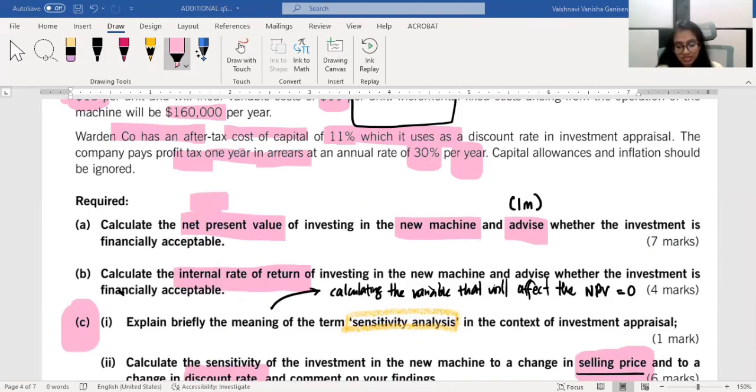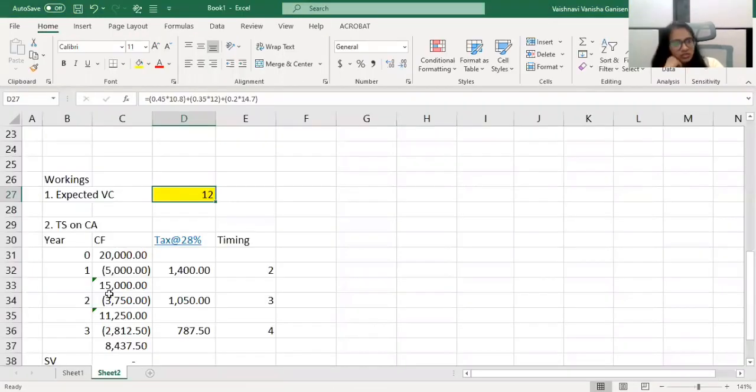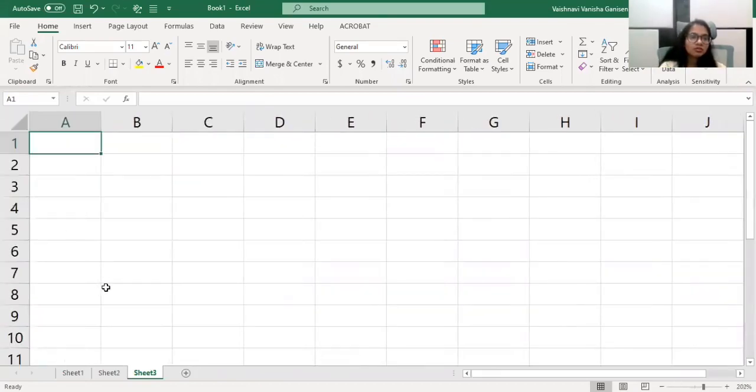Yes, 103, that's right. Okay, so this one we have done it together. This one is 103. It's positive now, not negative. Okay, now let's proceed to calculate your sensitivity analysis. So here, Warden Co.